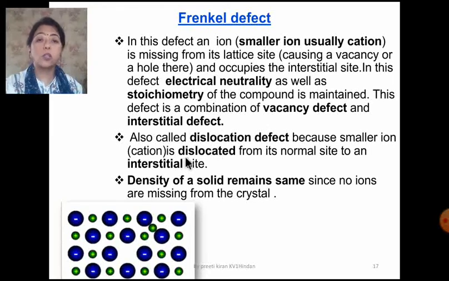It is also called the dislocation defect because the smaller ion, the cation, is dislocated from its normal site to an interstitial site. The density of the solid remains the same since no ions are missing from the crystal. I hope up till this the concepts are clear.